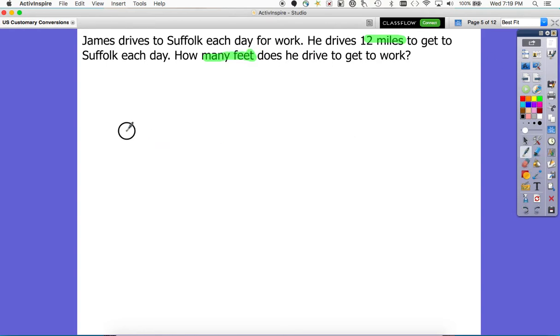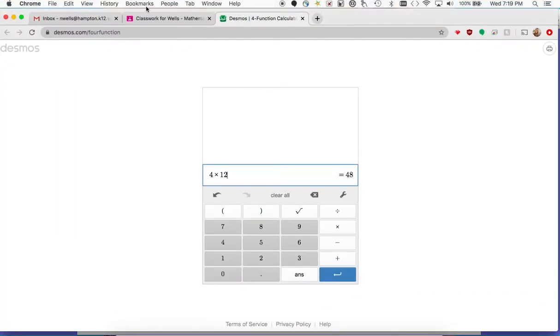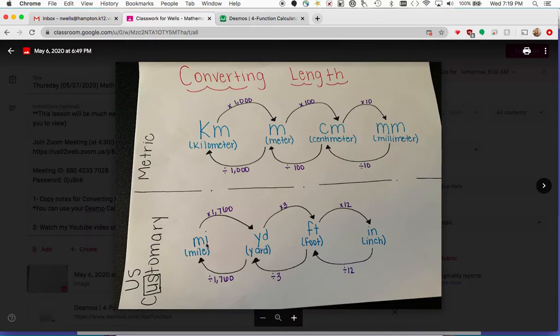So we're going from 12 miles equals something with feet. All right. So again, I flip over to my anchor chart. It gave us miles. Oh my goodness. Miles down to feet. Well, we can't just skip. So we're going to have to go ahead and do both arrows. So we have to go from miles to yards, yards down to feet.